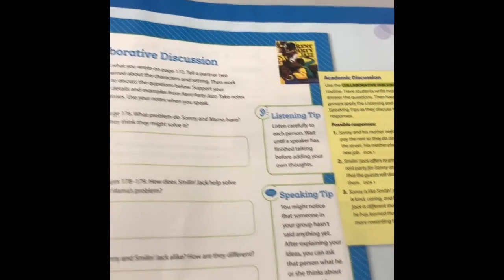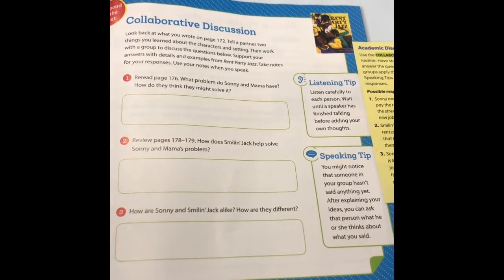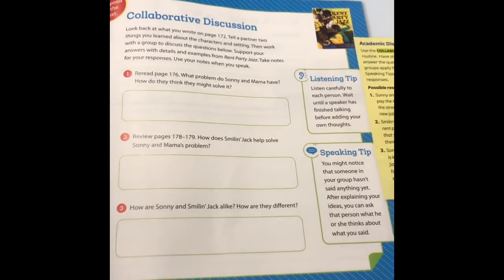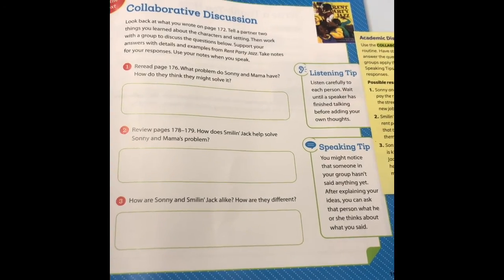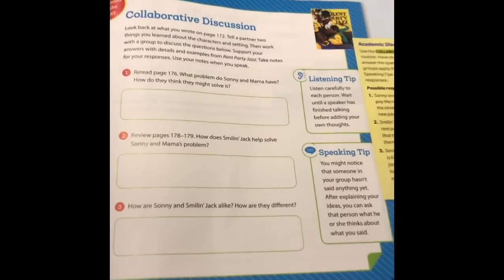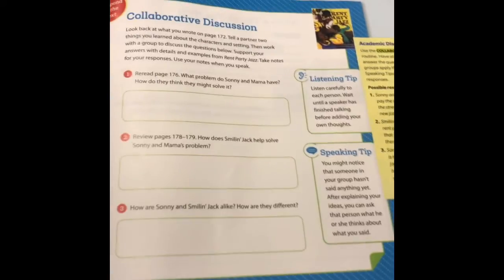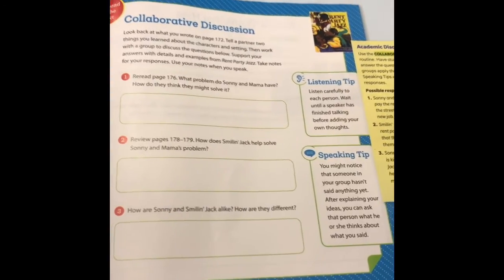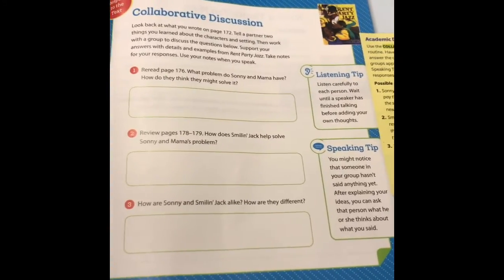All right, let's look at page 187 at the collaborative discussion question. It says, what problem do Sonny and Mama have, and how do they think they might solve it? Write it down.